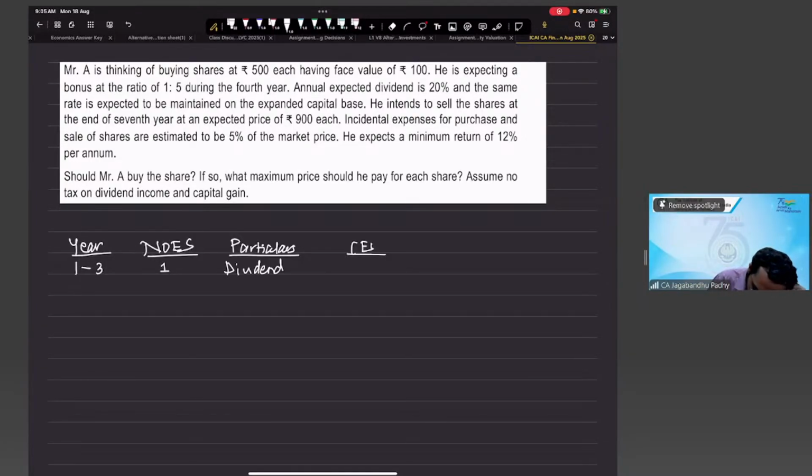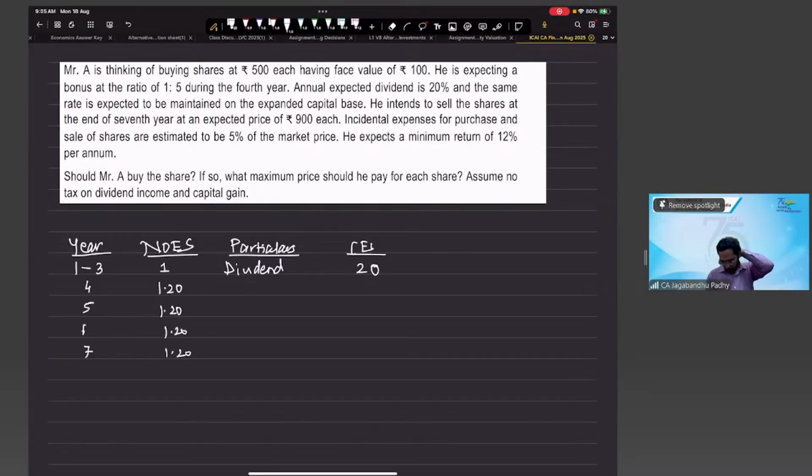What will be the amount of dividend, sir? 20 rupees. How did you get that 20 rupees, sir? Because it is 20% of the face value of 100. And then from year 4, when are we supposed to sell this share? 7th year. Okay, so years 4, 5, 6, and 7. Here you have the number of equity shares now as 1.2.